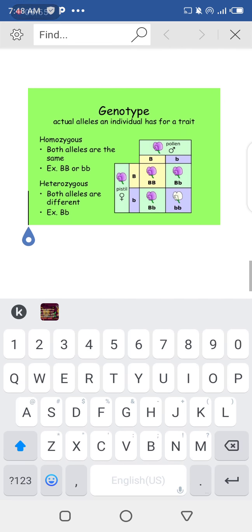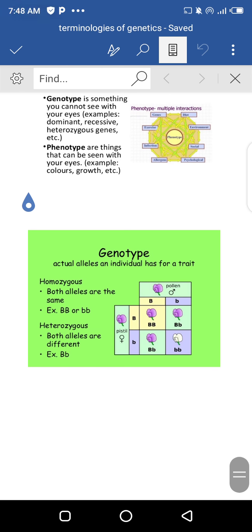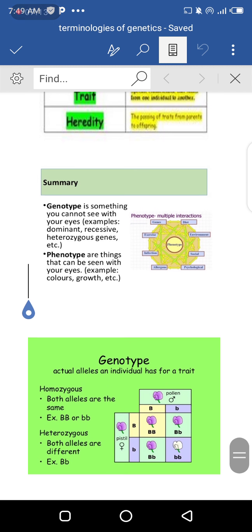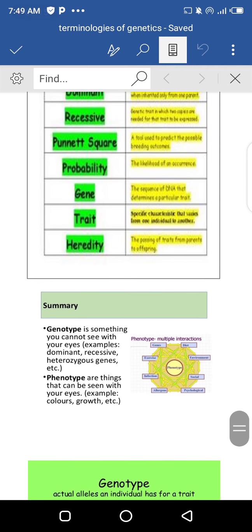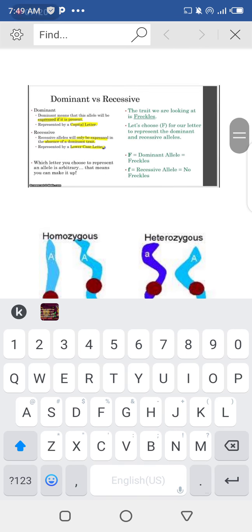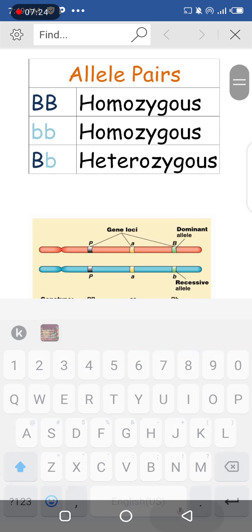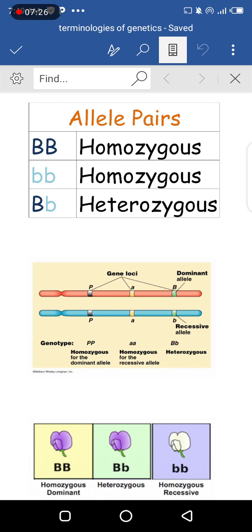Genotype is the actual alleles an individual has for a trait. Homozygous, both alleles are the same: capital B and capital B, or small b and small b. Heterozygous, both alleles are different: capital B and small b. So these are all the different terminologies which are used in genetics.